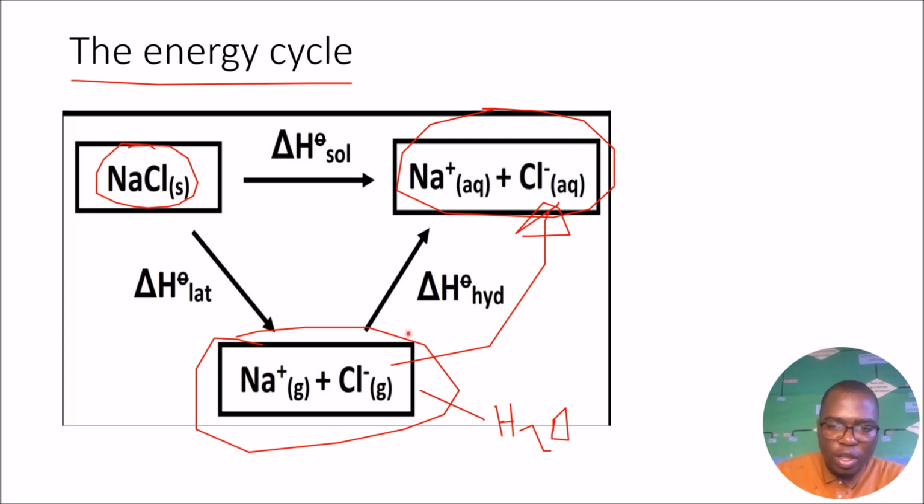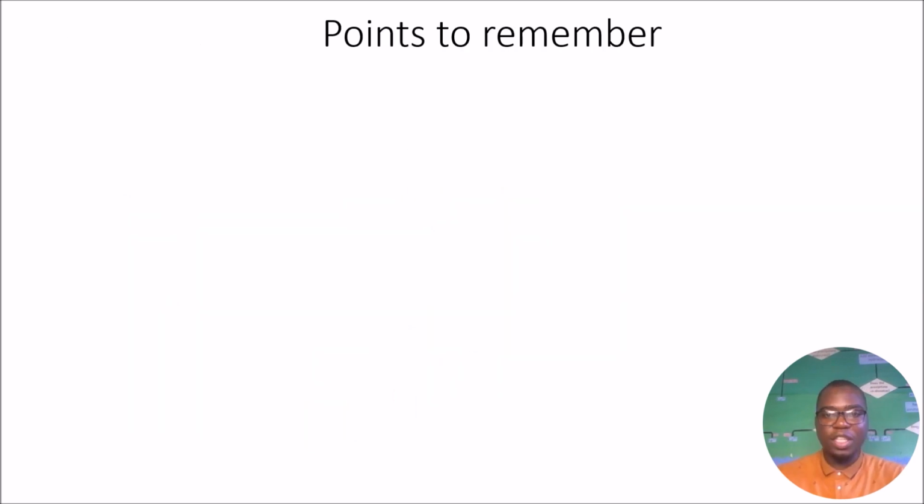After doing that, you can apply your formula, which says the enthalpy change of solution is equal to the enthalpy change of hydration minus the enthalpy change of lattice energy. As you can see, the arrows are facing in different directions, so you just subtract this minus that one. And that is your general equation that will be useful in calculations.